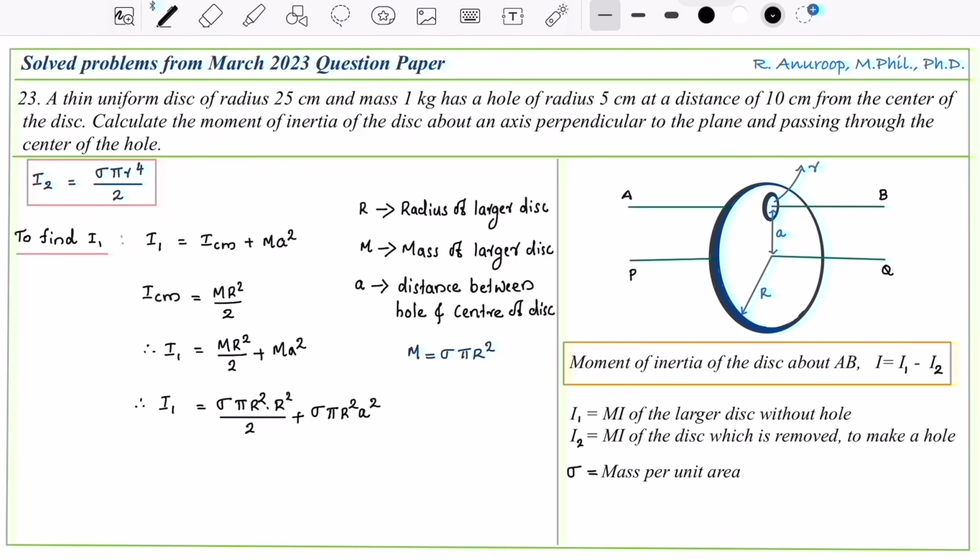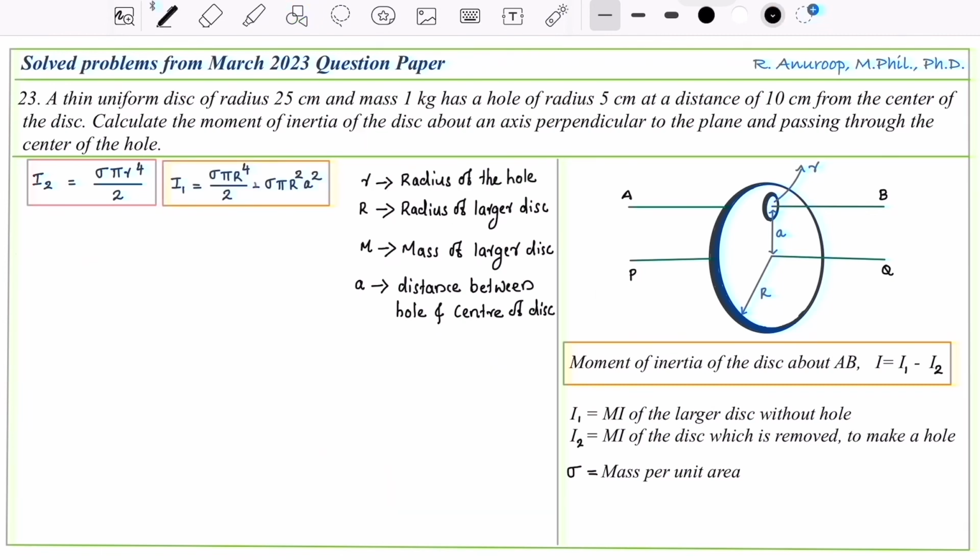That is, the moment of inertia of the larger disk without a hole, I1, is sigma pi R raised to 4 by 2 plus sigma pi R square a square. Now we have I1 and I2, so that we can find out the moment of inertia of the disk about AB as I1 minus I2. That is, I is equal to I1 minus I2. We have I1 and I2.